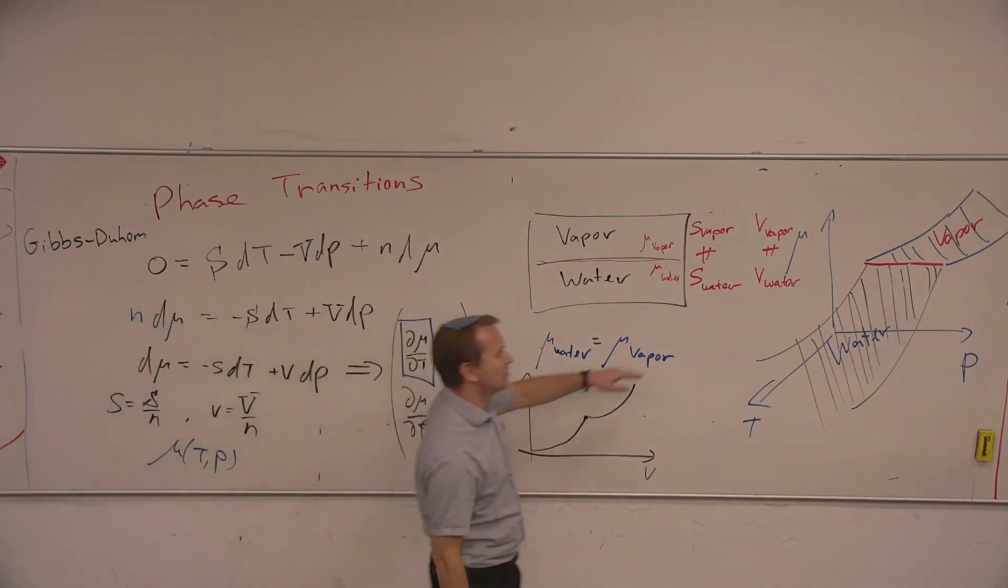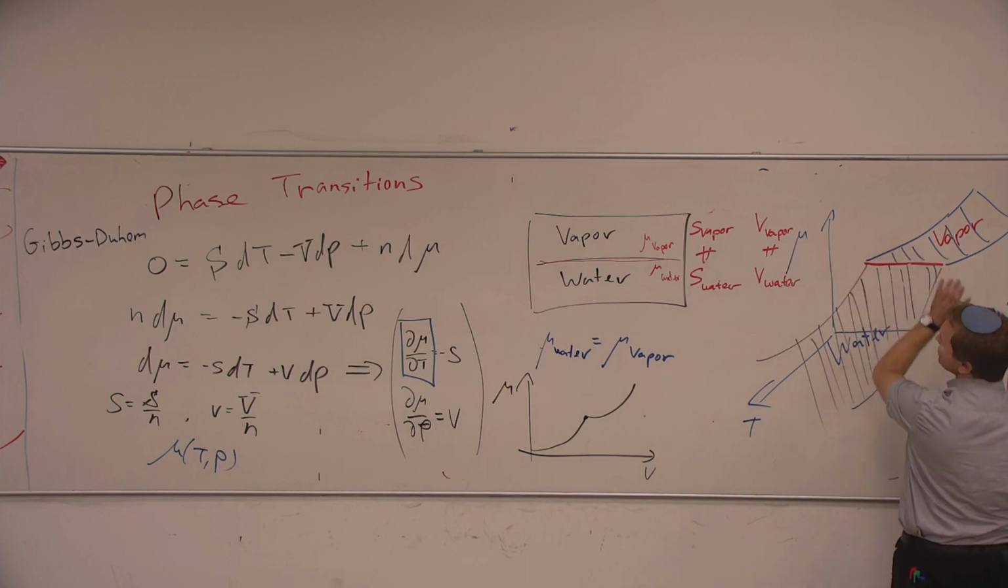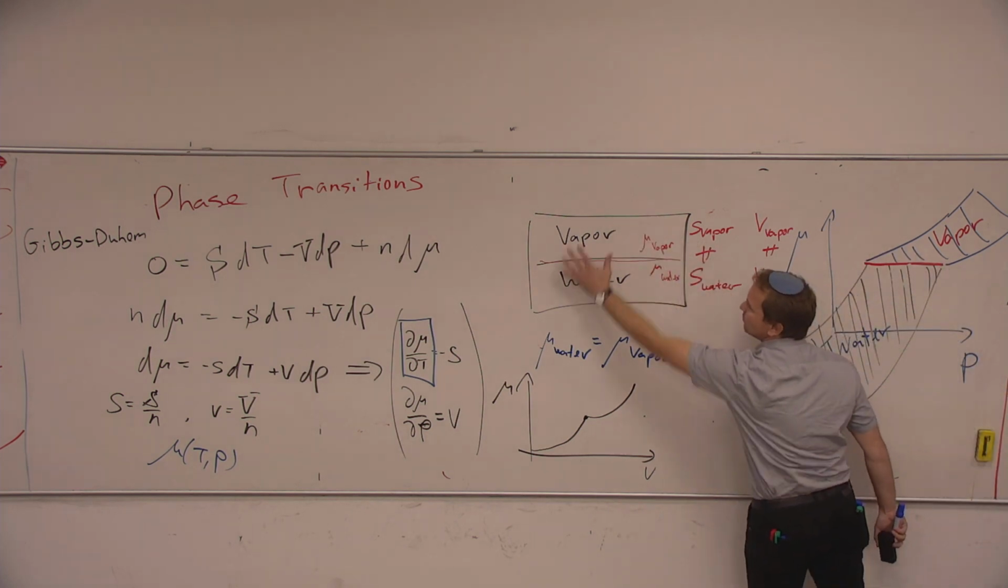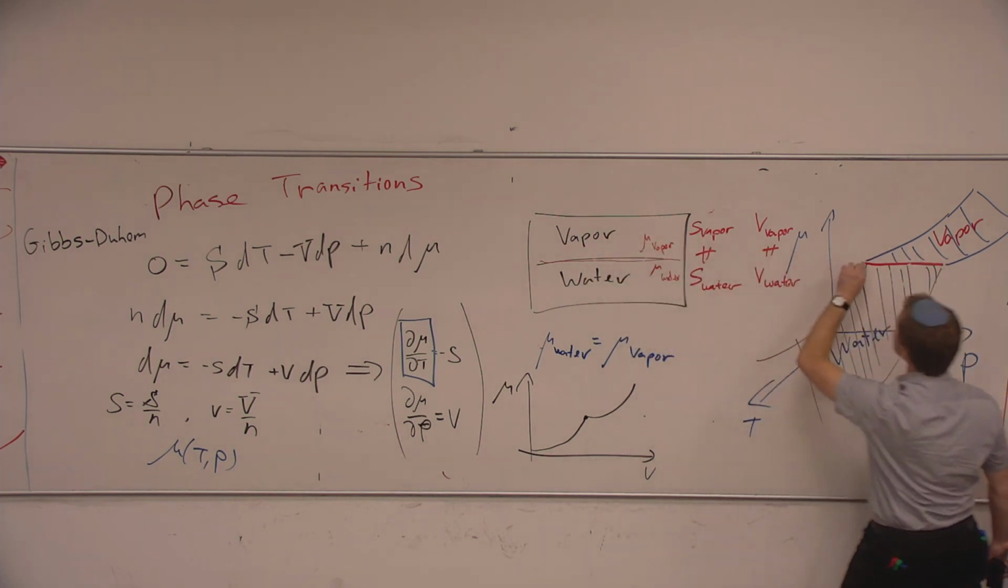This is the transition. This is the transition. This is a transition like this. This function or this system lives on this red line.